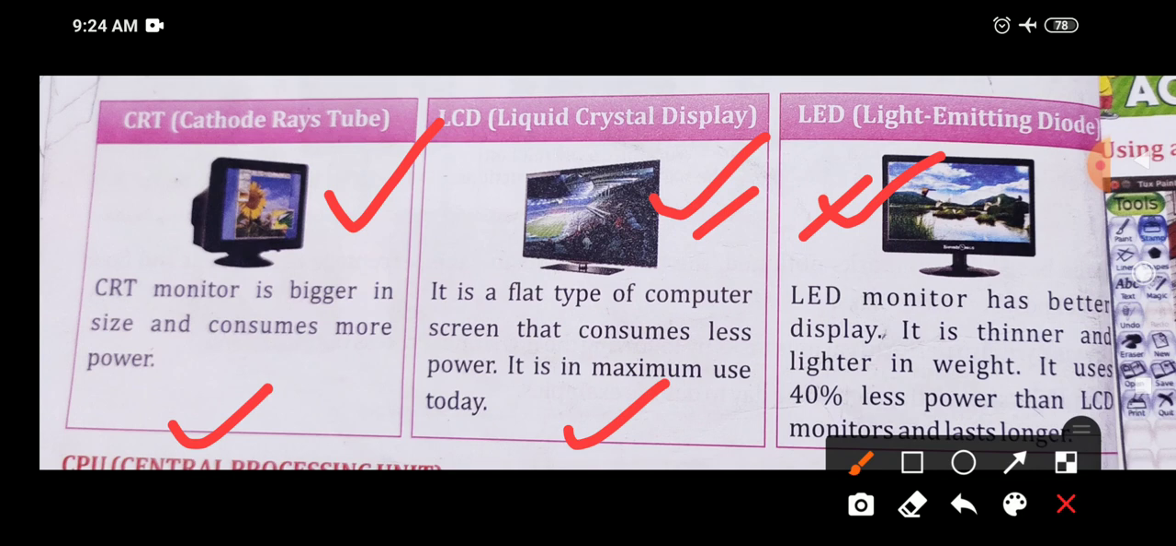Next is LED monitor. LED monitor has better display. It is thinner and lighter in weight. It uses 40% less power than LCD monitor and lasts longer. Now, what is the advantage of LED monitors? It consumes 40% less power than the LCD. It is thinner, lighter in weight and has better display. So, most advantageous monitors are LED, but also these are expensive. So, mostly people are using LCD monitors.